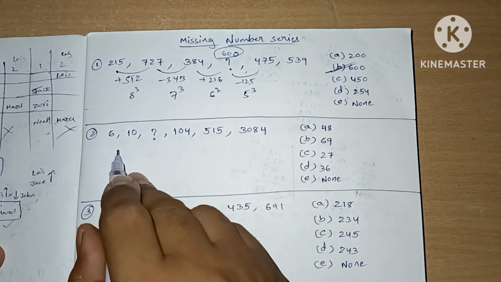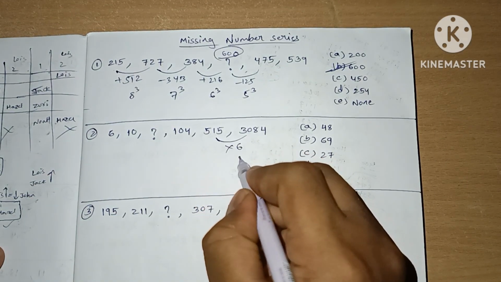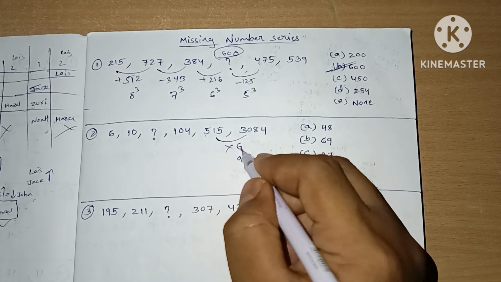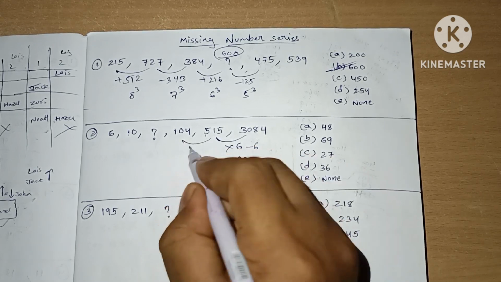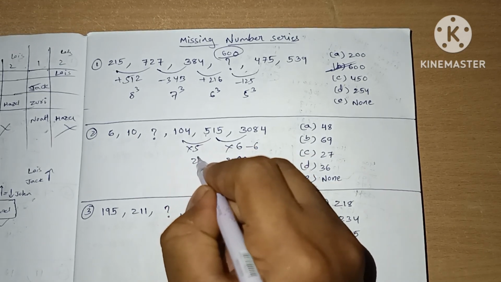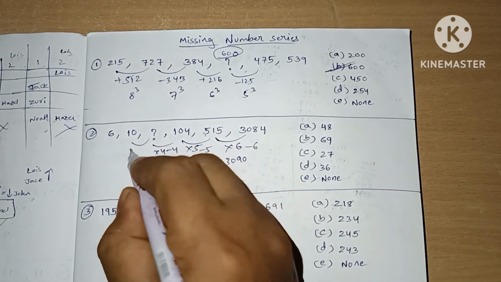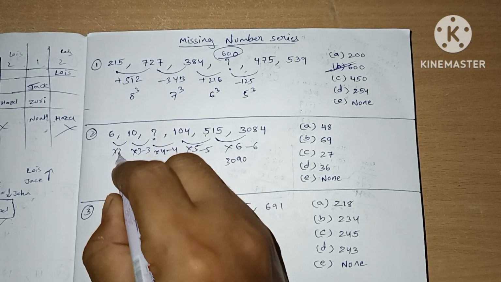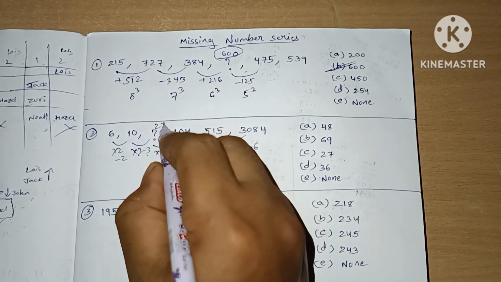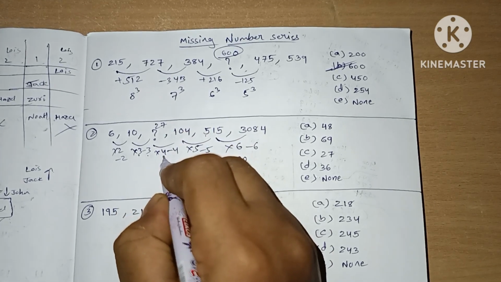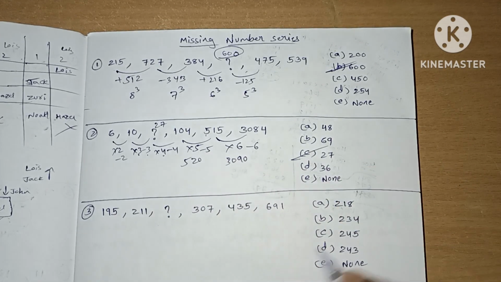Next, second question. Here it seems like into 6 times. 6 15 times will be 95. 6 times 30, 90, minus 6. So into 6 minus 6. Here it is nearly 5 times. 5 times 20, 520 minus 5. So it must be into 4 minus 4. Into 3 minus 3. Into 2 minus 2. So 10 3 times 30, 30 minus 3, 27. 27 4 times will be 108. 108 minus 4 will be 104. So answer will be option C, 27.